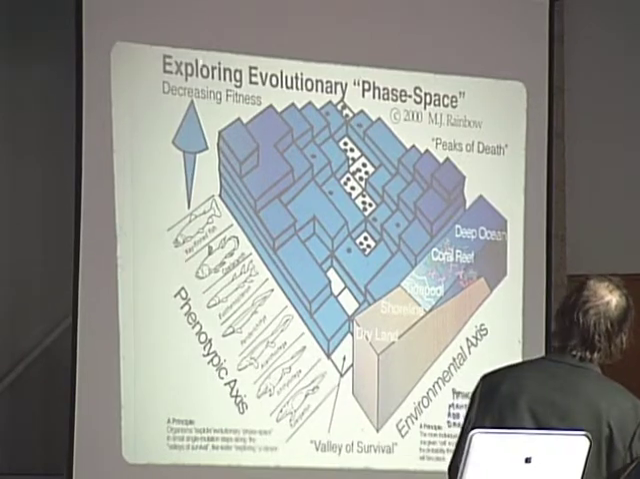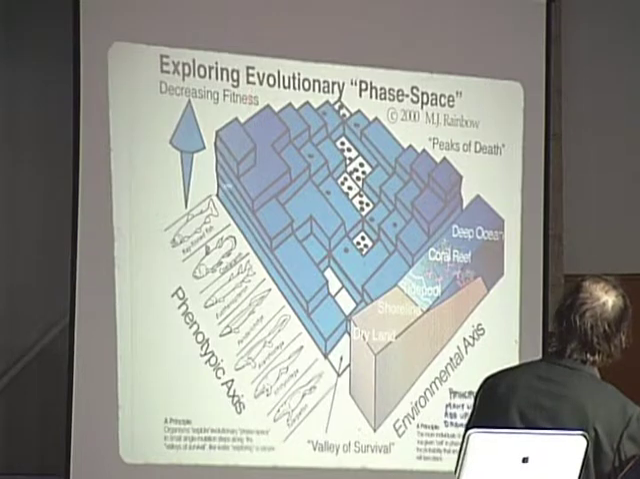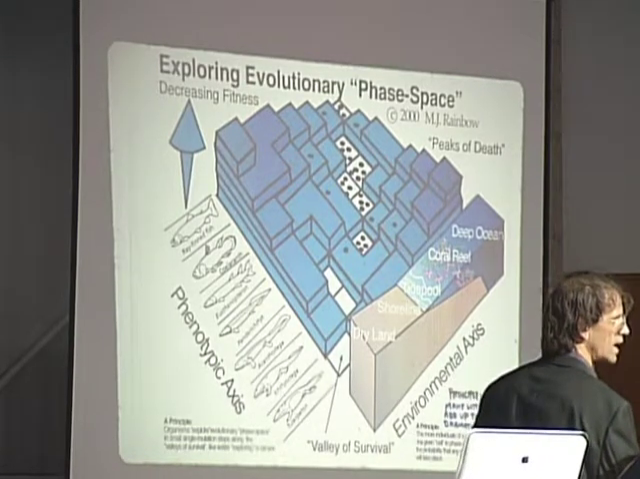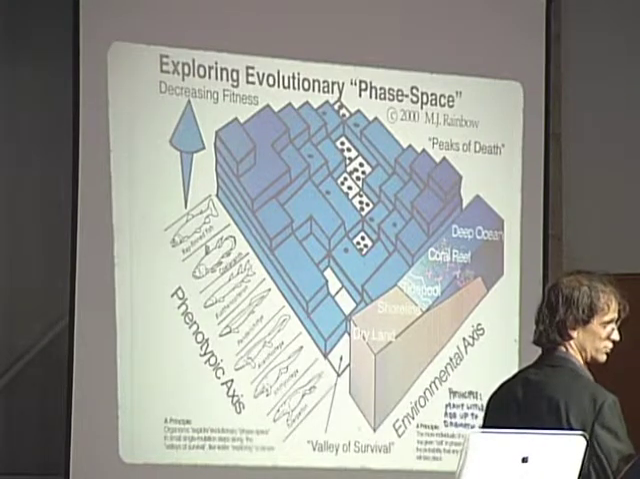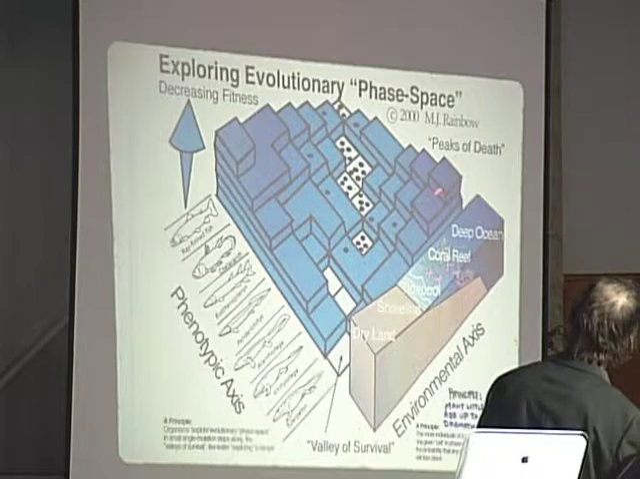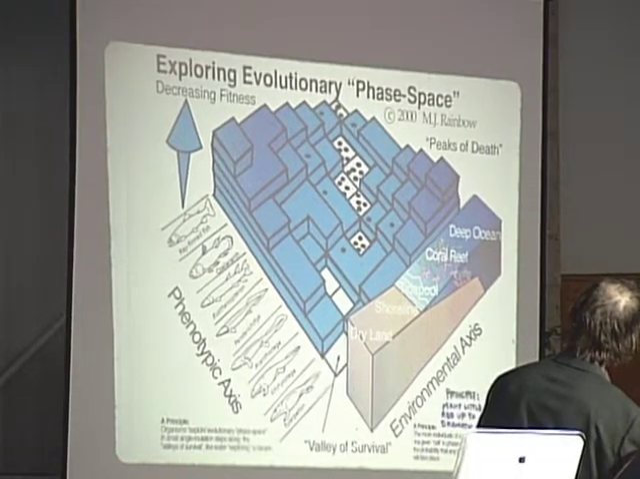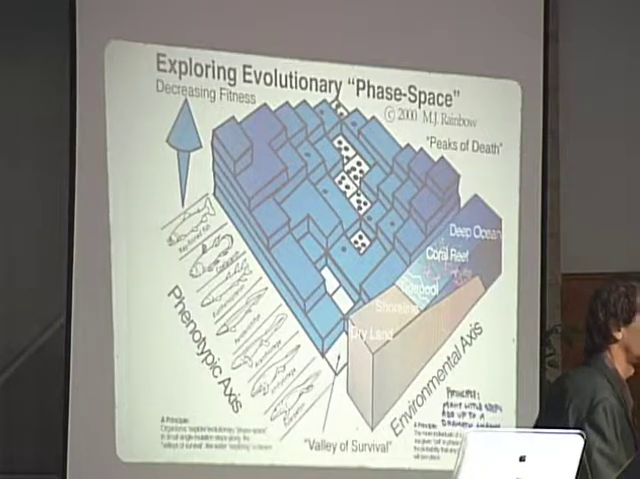Now the vertical axis represents decreasing fitness. So if you're high, you die. If you're low, you go. In other words, you live. If you're high, you die. You're up on what I call the peaks of death. And if you're down low in what I call the valley of survival, that means you are fit. You are well adapted to your environment.